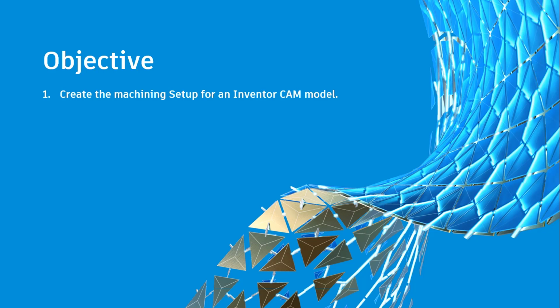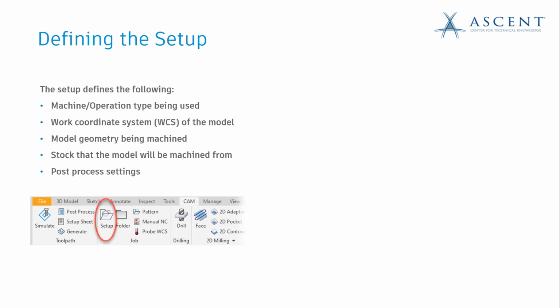Let's get started with our first objective, and that's learning how to set up your models in Inventor CAM. The first step in defining the machining toolpath is to define the setup for the operations. And in fact, there can be multiple setups that exist in your model, depending on the geometry that is being machined.